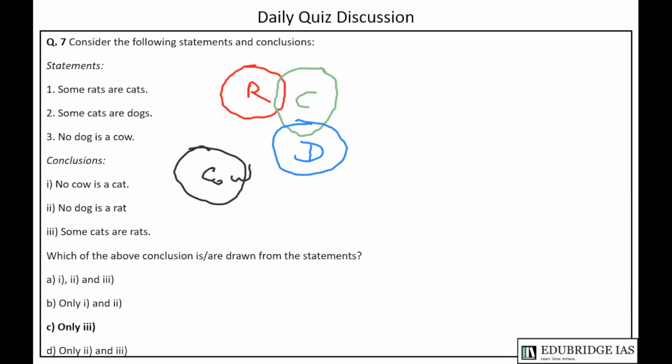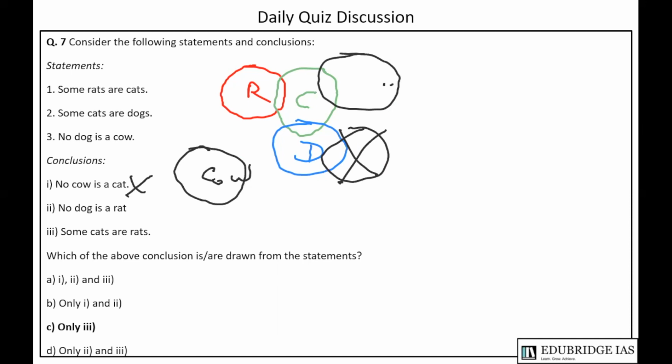Now the conclusions. The first says no cow is a cat. This conclusion is wrong, because a cow can be here as well. We are not sure about this, so it can be here. It must not be here is wrong, but this can be a possibility. So the first conclusion is wrong.